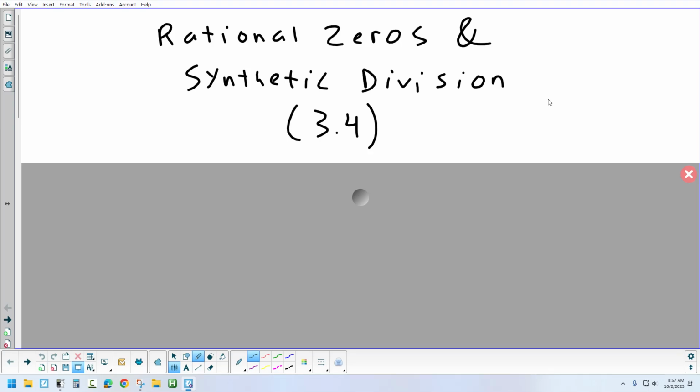Okay, so the last section we're going to take a look at is 3-4, and it's on what we call rational zeros, so zeros that can be represented as fractions, and synthetic division. Just so I remember, there is another name that you might see in our book called Horner's algorithm. So if you see Horner's algorithm or you see the word synthetic division, it means the same thing. I call it synthetic division.